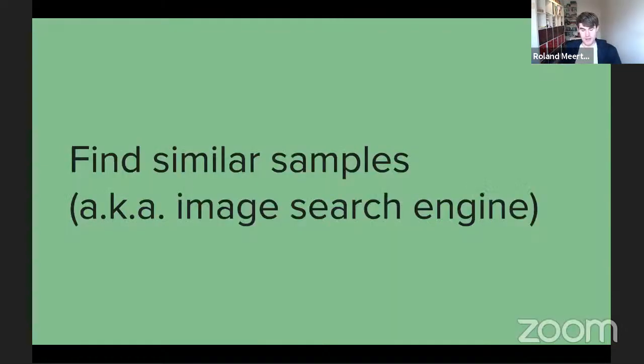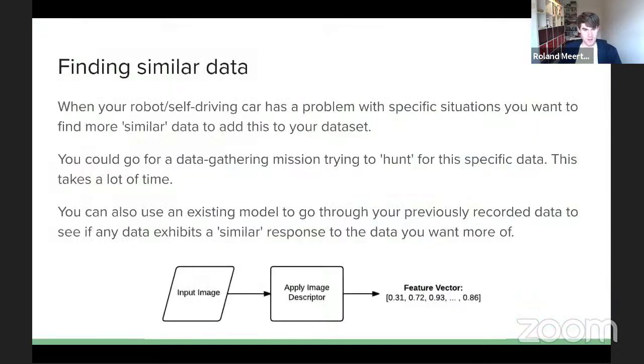So yeah, and then the last thing I wanted to talk about, which I personally really enjoy, is having an image search engine. So we all know the Google reverse image search, that if you are searching for a specific kind of image, you can frequently find it on Google. How does that work?